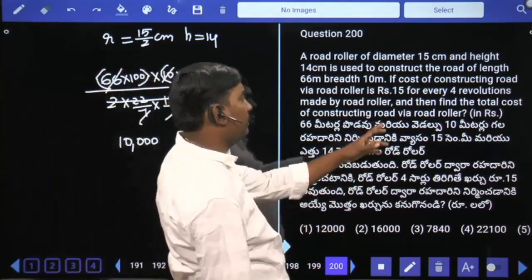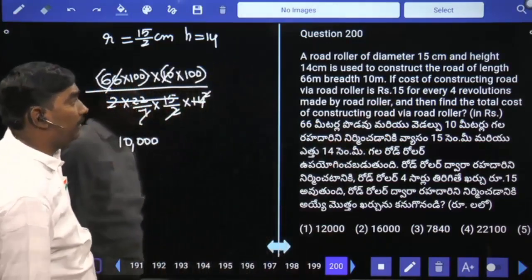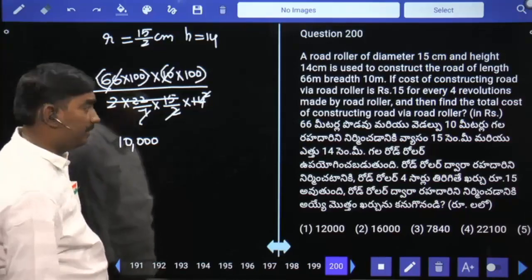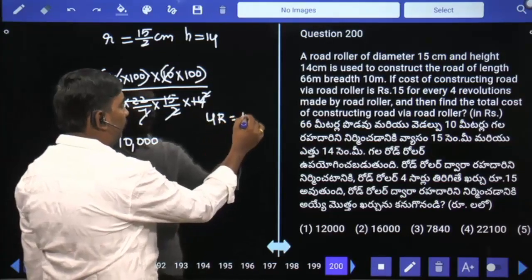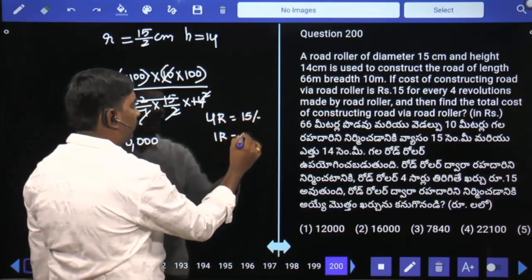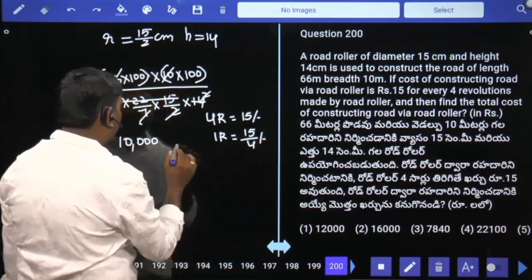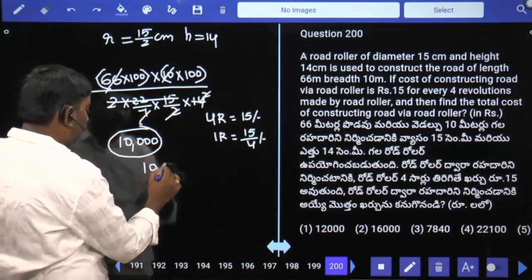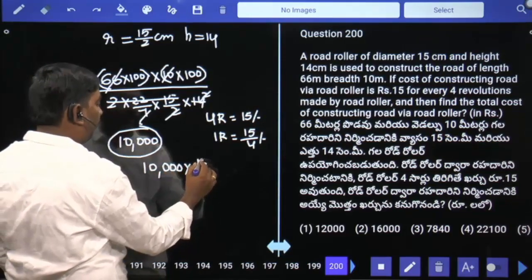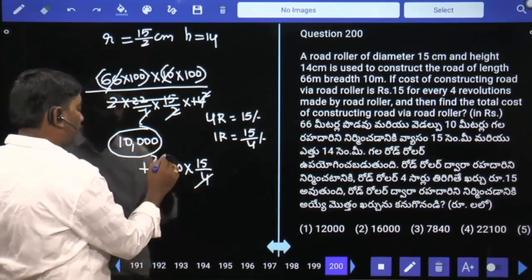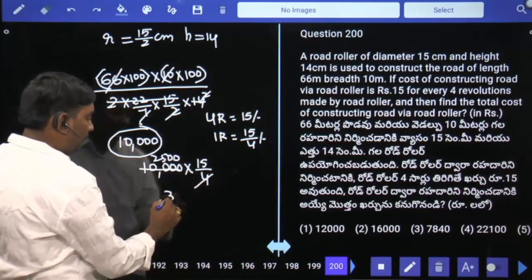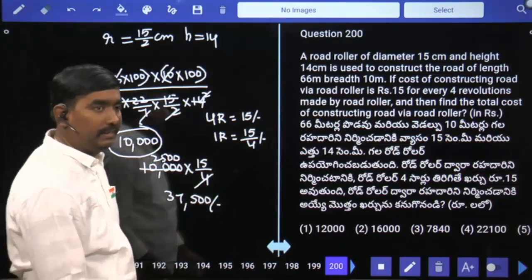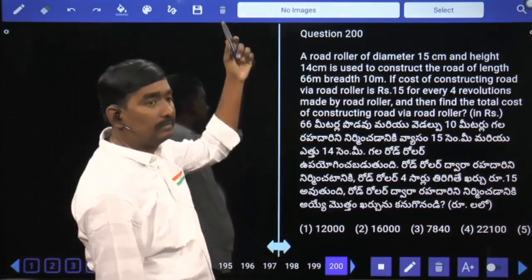For every 4 revolutions there is 15 rupees. Then per 1 revolution how much means 15 by 4 rupees. Total 10,000 revolutions are required. Then total cost for the road is 10,000 into 15 by 4. 4 2,500 times 37,500 is your answer. Thank you.